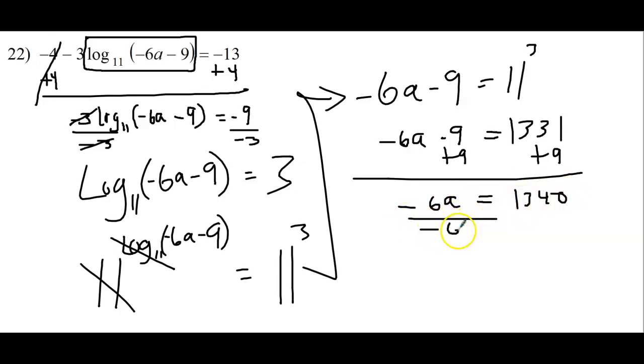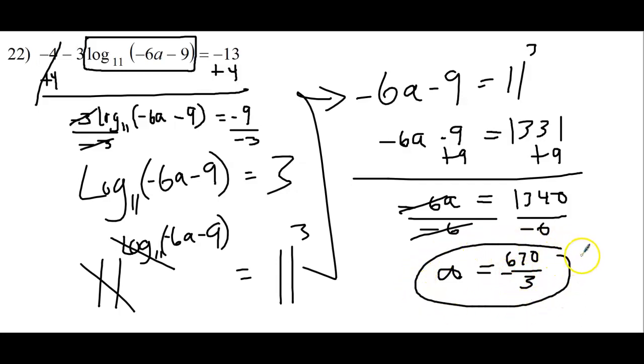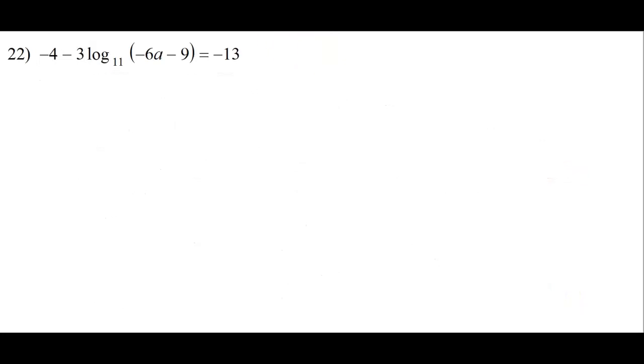And then divide by negative 6. And this number can be reduced. If you divide the top and the bottom by 2, you're going to get 670 over 3. And it is a negative because there's a negative on the bottom there. So there's that one.